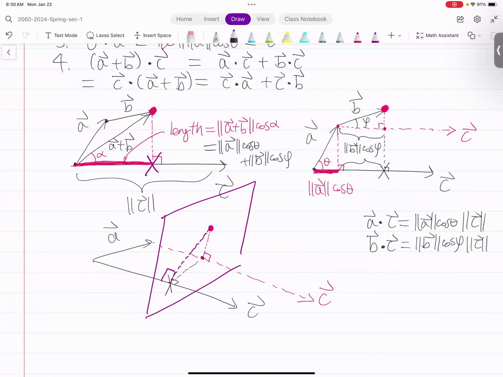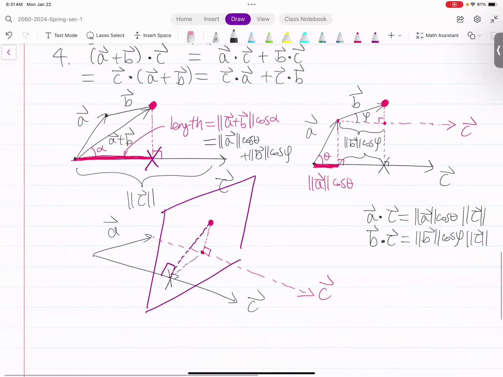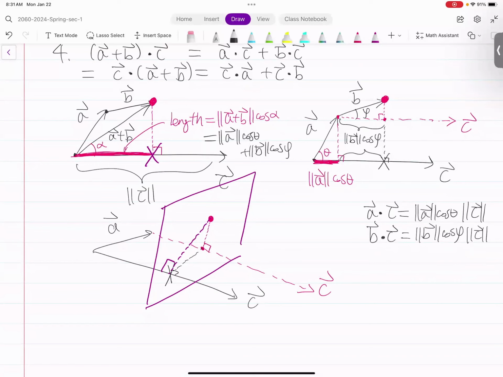So this property. Now, using this property, we will be able to verify that the arithmetic perspective of the dot product is exactly the formula that we started this section with. But before that, some examples.